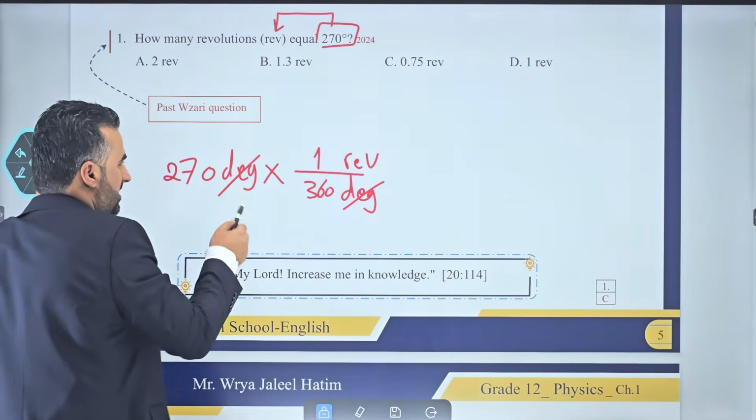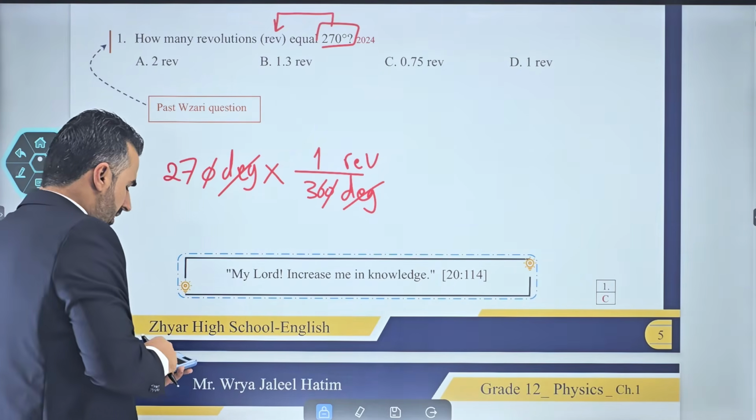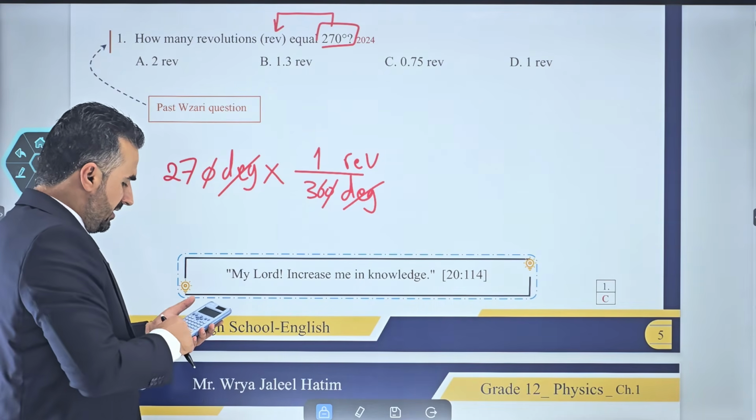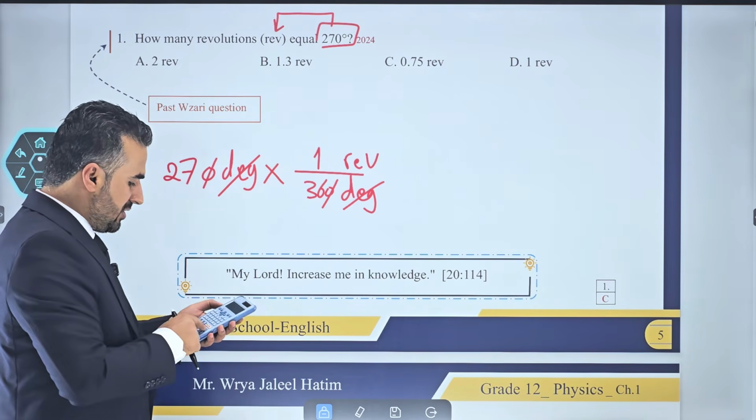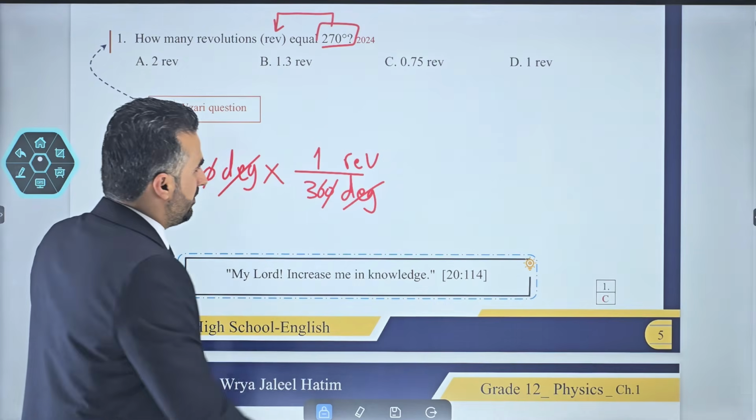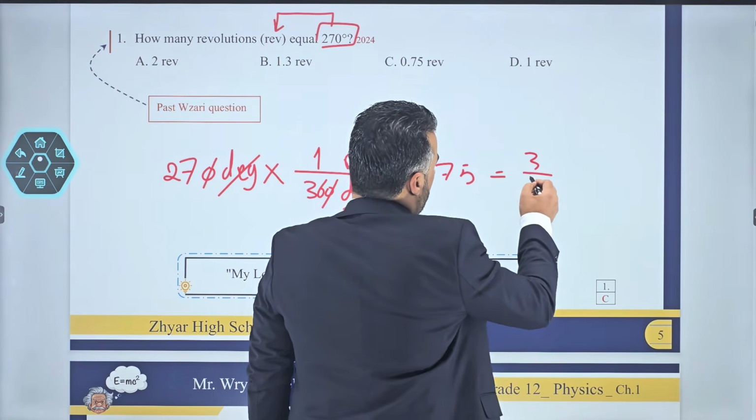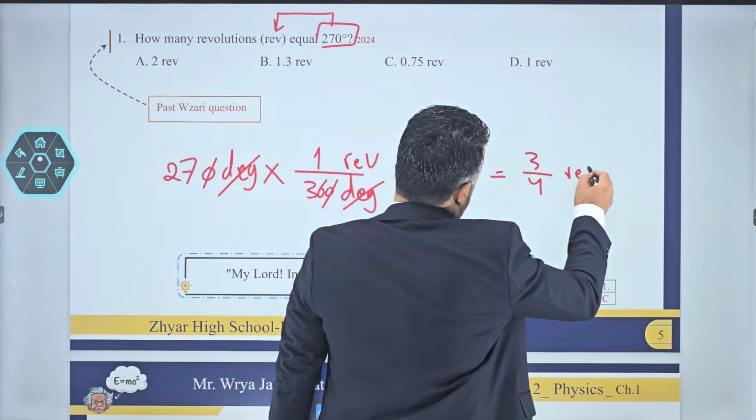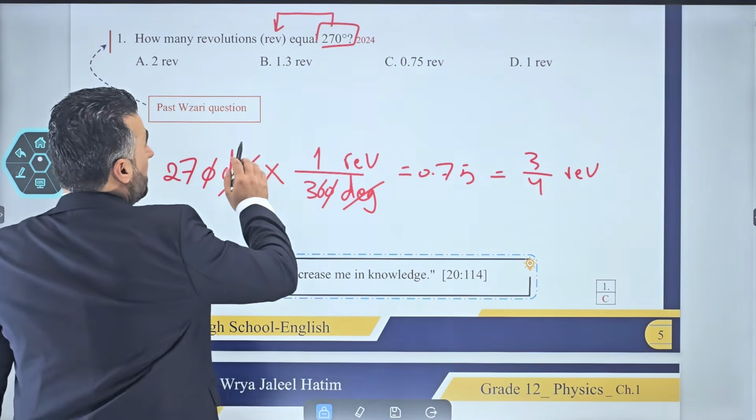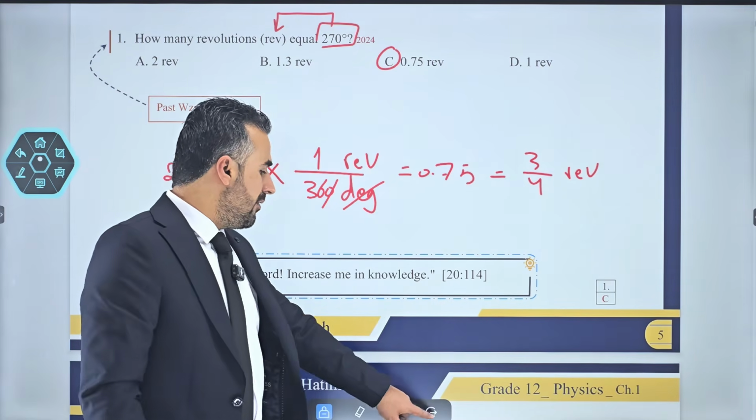Now, degrees and degrees cancel out. Then 270 times 1, that is still 270, no need. Just divide by 360. And then the answer you get is going to be 0.75. Don't be surprised if 3/4 is given, okay, because this is exactly the same thing. So what is the correct answer here? The correct answer is going to be C. Well done. See how easy it could be?